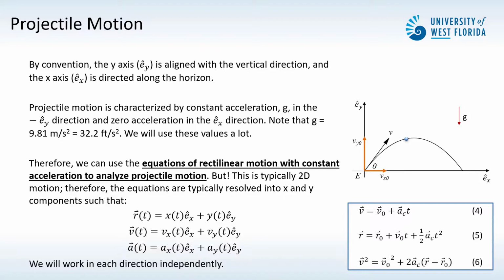Since the accelerations in both the e_x and e_y directions are constant, we can use the equations of rectilinear motion with constant acceleration to analyze projectile motion. But this is typically two-dimensional motion, therefore the equations are typically resolved into x and y components. We will work in each direction independently. We can even derive special forms of the kinematic equations for each direction, and we'll do that now.